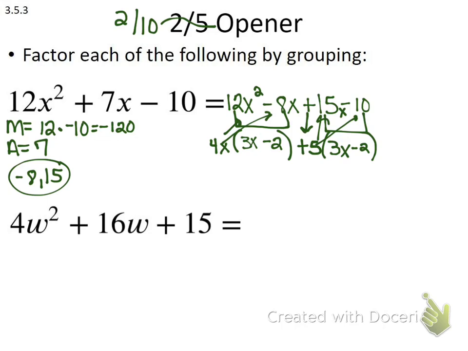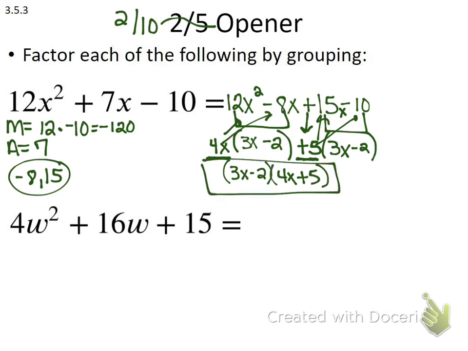Now I rewrite my answer by grouping them together. What am I going to bring down? 3x minus 2, times 4x, right? Oh, yeah. 4x plus 5. There we go. And there's my final answer. Now, if you put 4x plus 5 times 3x minus 2, that's fine. So, Jenna, what did you probably get? 4x plus 5 times 3x minus 2. Okay, yep, and that's fine.